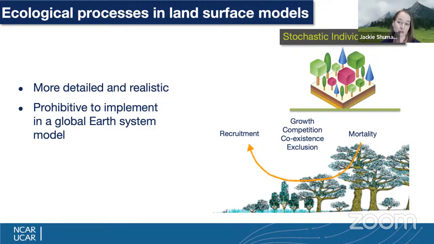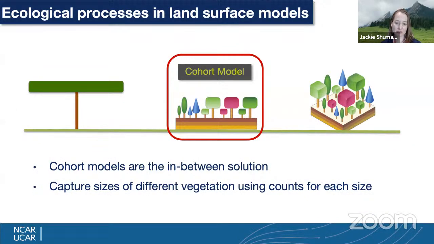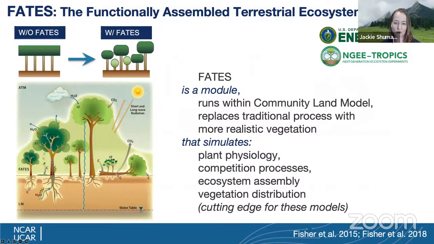And so at the other end of the spectrum, we have individual based models that can capture individual trees as they go through their life cycle of succession through birth, growth, and death. These are much more detailed and realistic, but they can be prohibitive to implement in a global Earth system model. Cohort models are the in-between solution. What they do is capture different sizes of different types of vegetation using density for each size. And so you get more information with hopefully improved computational costs over an individual based model. And so FATES is a cohort model.